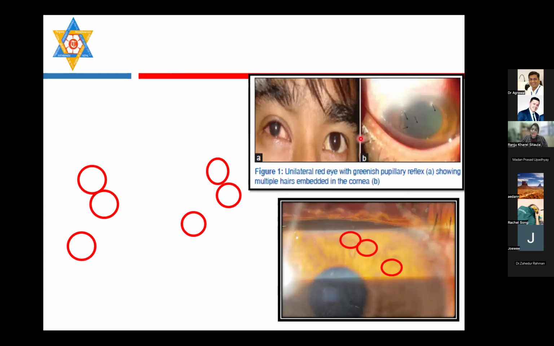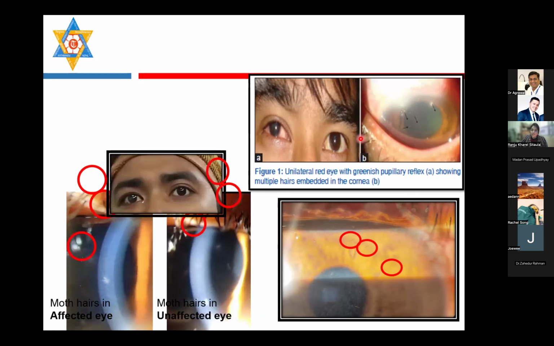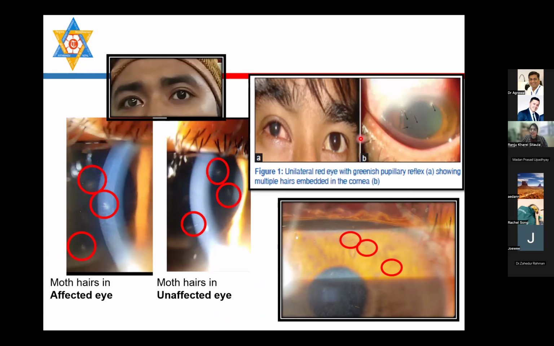Surprisingly, the main surprise comes here when we see the presence of moth hair or setae on the ocular surface, in the corneas, or in the aqueous. Though the setae are present on both the corneal surfaces, only one eye is affected, so that it's a unilateral disease. That's very surprising. The setae could be present in both the eyes, but the disease is present only in one eye.